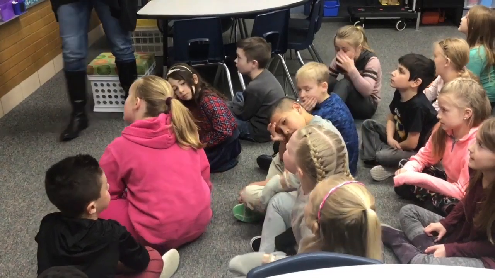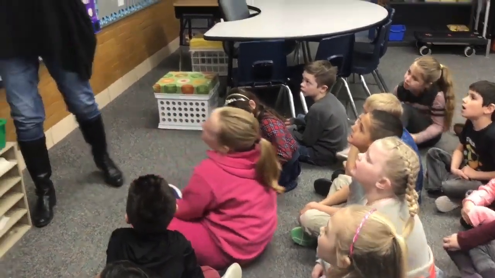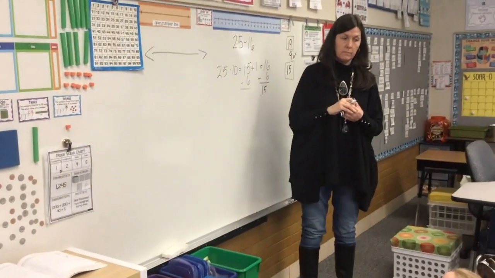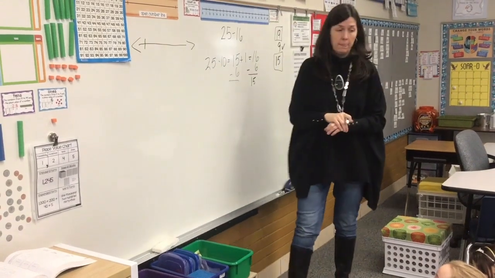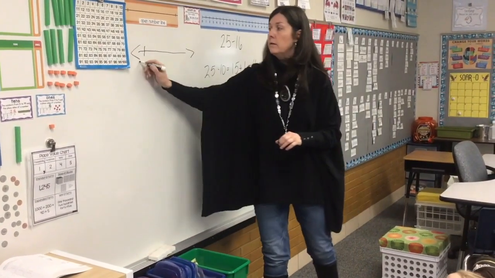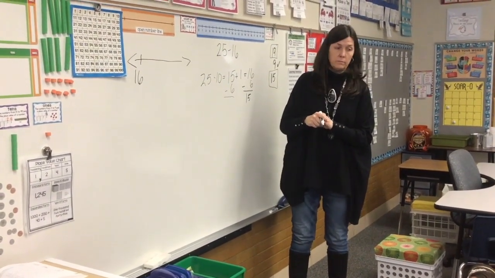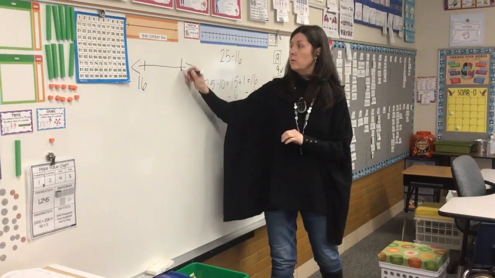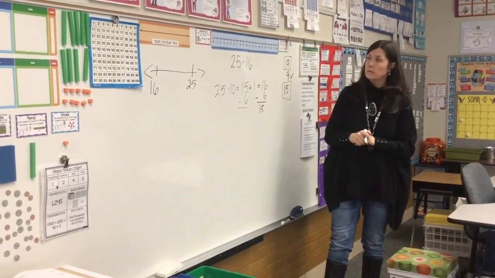I use a number line. Okay, an open number line? Yeah, okay. Open number line. So, on the left. On the left? Oh, okay. On the left, I started with 16. Okay. And then on the right, I was trying to get to 25. Okay, so you don't want a number that's greater than? 25. Okay, so how did you get there?